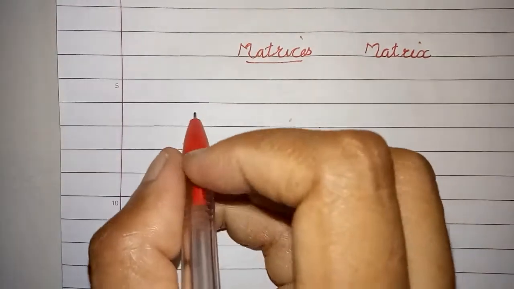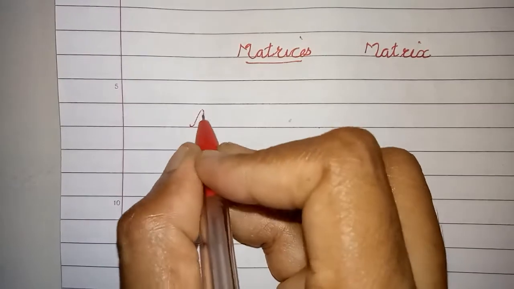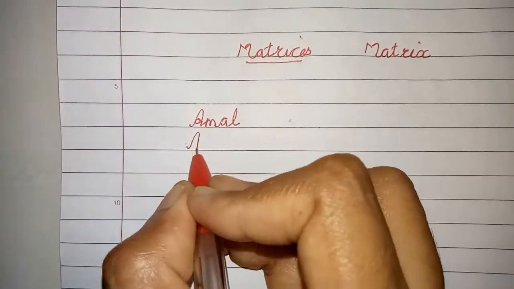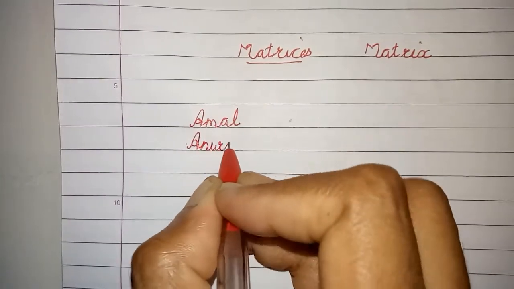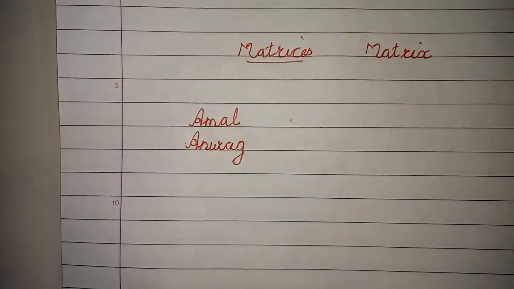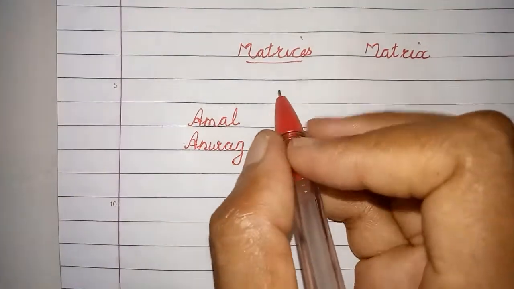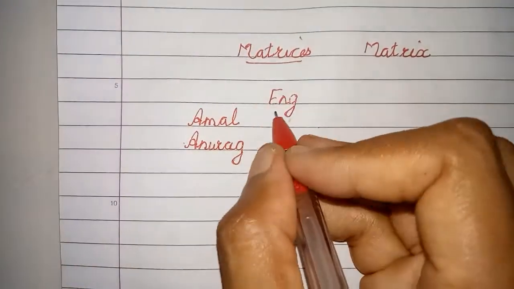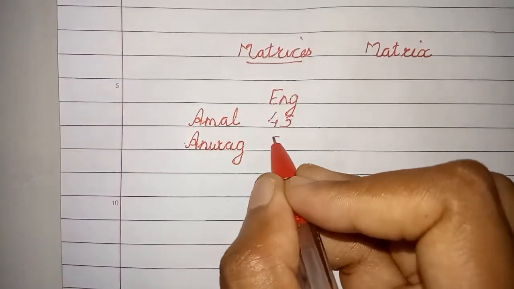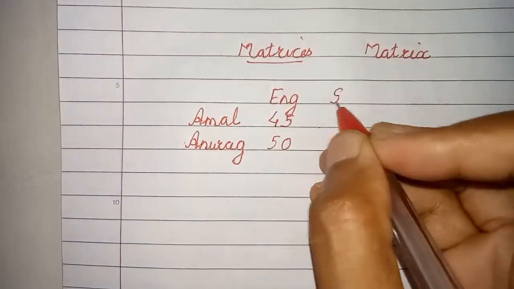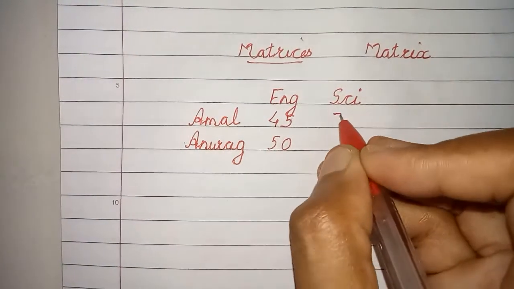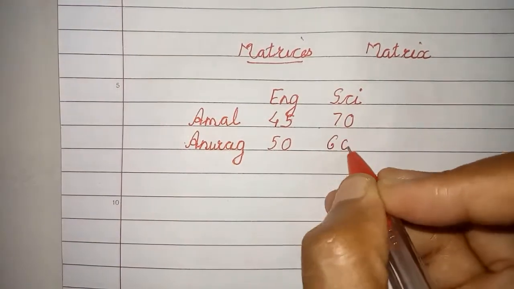Okay, suppose I have a child whose name is Amal and I have a child, say Anurag. Okay, they both appeared for final examination and their marks in respective subjects are as follows. In English, Amal got 45, Anurag got 50. In science, Amal got say 70, Anurag got 60.